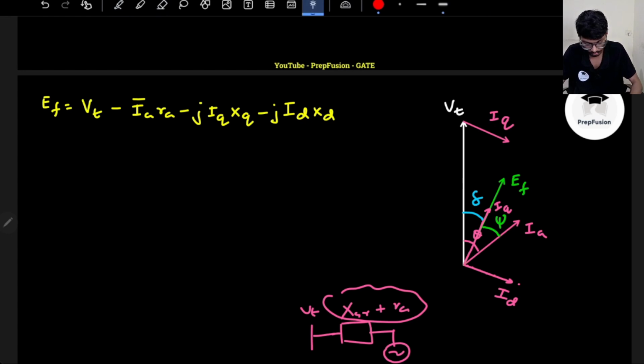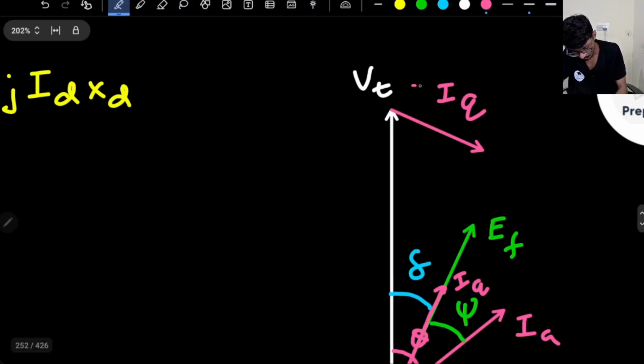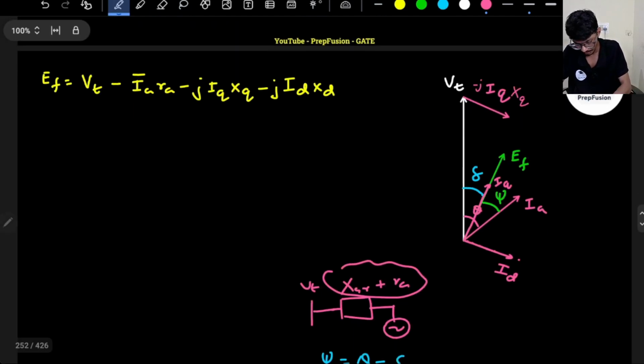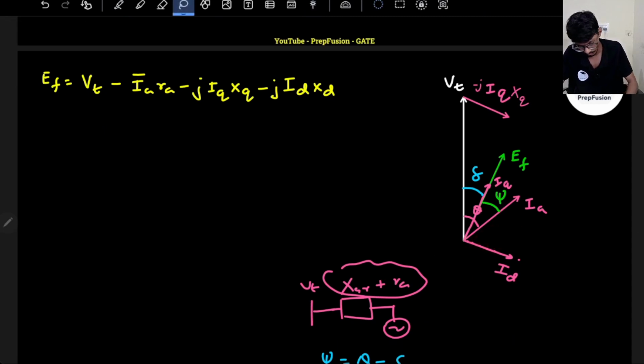Okay. Now I have ID over here. So this ID is here. Again I will rotate this ID vector clockwise. This will be my IQ minus J IQ into XQ, okay, and this will be my minus J ID into XD, okay.